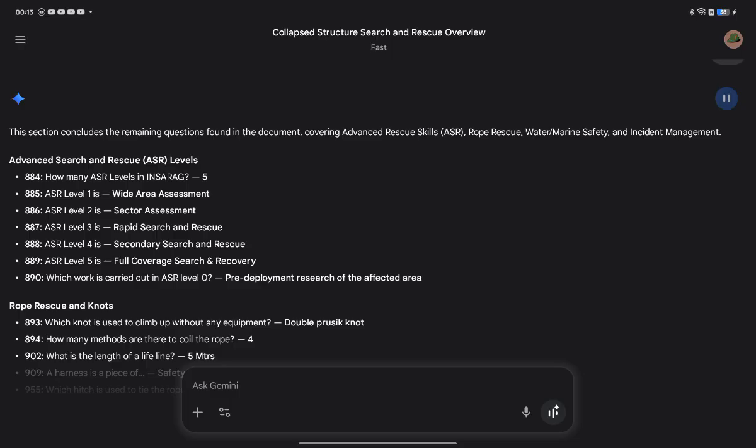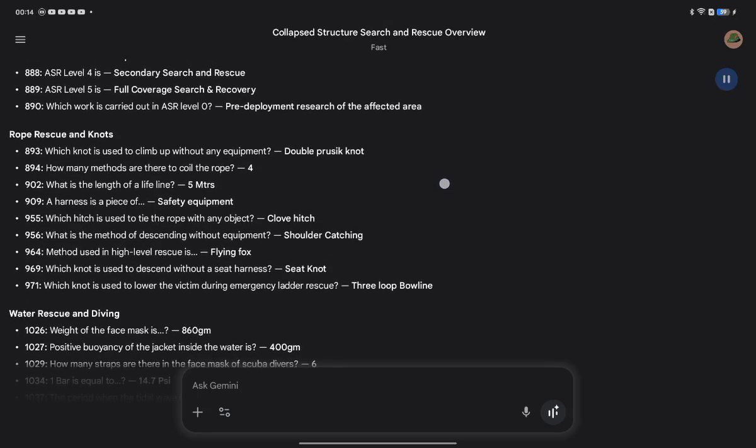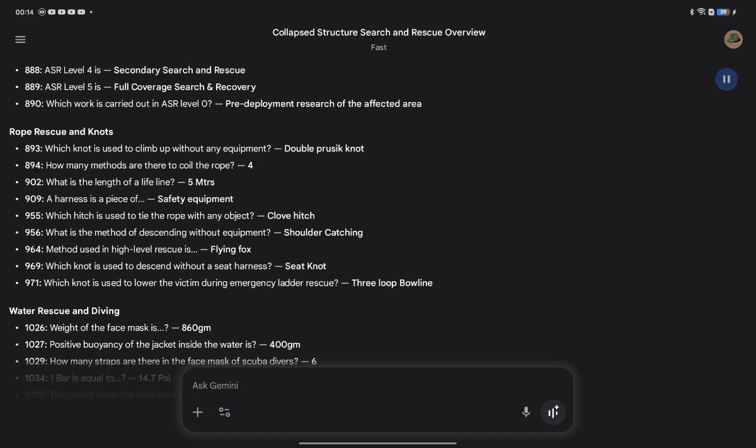Advanced search and rescue, ASR levels. 884. How many ASR levels in INSARAG? 5. 885. ASR Level 1 is Wide Area Assessment. 886. ASR Level 2 is Sector Assessment. 887. ASR Level 3 is Rapid Search and Rescue. 888. ASR Level 4 is Secondary Search and Rescue. 889. ASR Level 5 is Full Coverage Search and Recovery. 890. Which work is carried out in ASR Level 0? Pre-deployment research of the affected area.